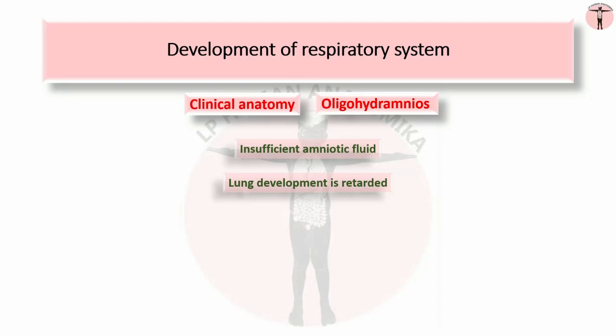Oligohydramnios and lung development. When oligohydramnios, that is insufficient amount of amniotic fluid, is severe and chronic, lung development is retarded because restriction of the fetal thorax by the uterine walls impedes lung growth. Pulmonary hypoplasia occurs as a result and may be severe.